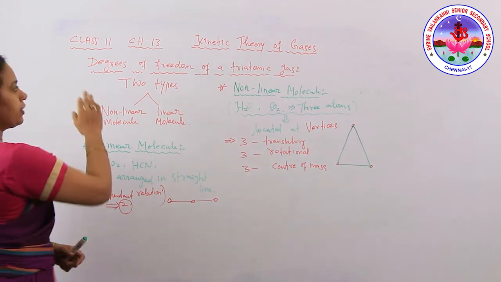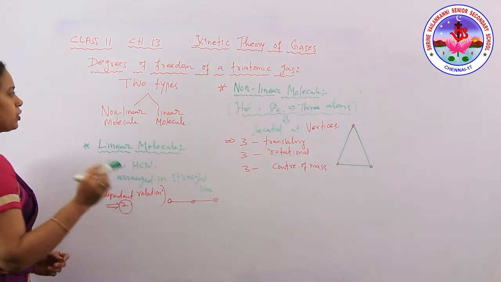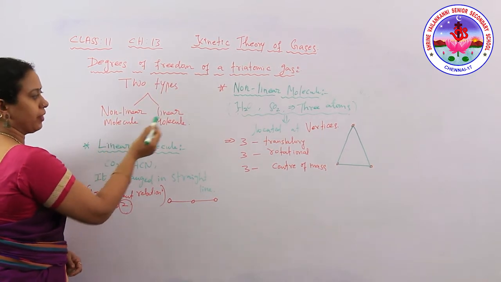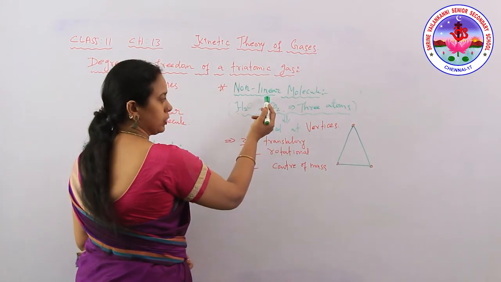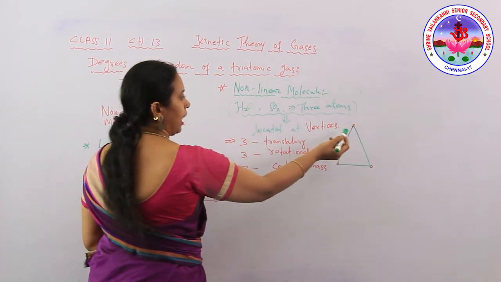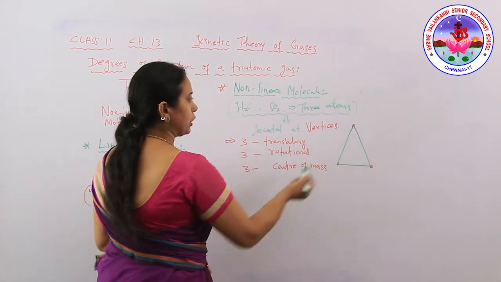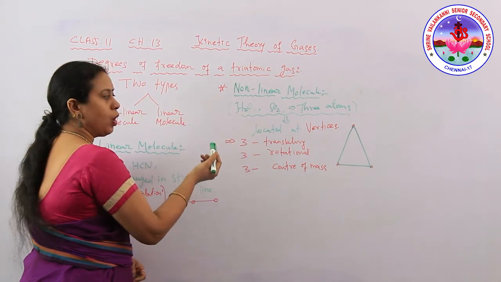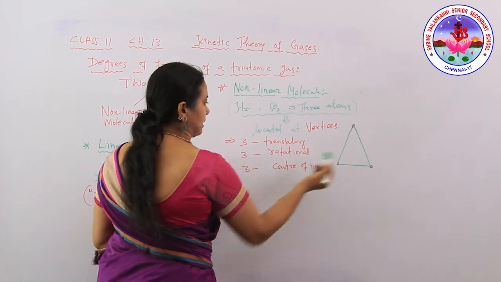Right. So the degrees of freedom of a triatomic gas. It actually has 2 types: one is non-linear molecules, another is linear molecules. Non-linear molecules are those where the atoms are located at the vertices. You can take a water molecule or SO2, like these.